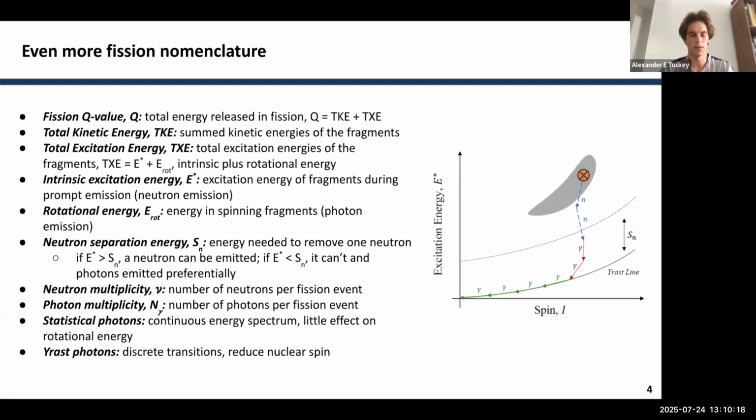There's two other quantities on the slide that I haven't touched on yet, so just briefly, the neutron multiplicity and photon multiplicity are simply the number of neutrons and photons, respectively, per fission event.